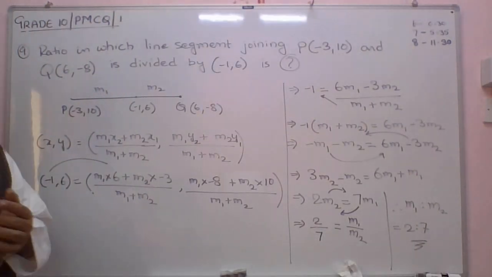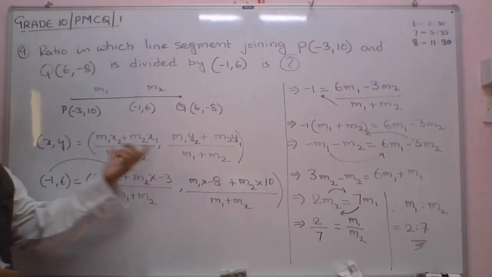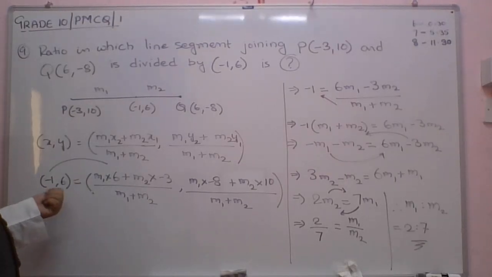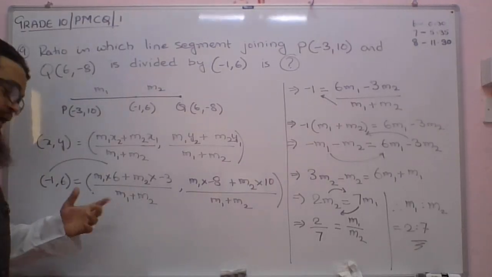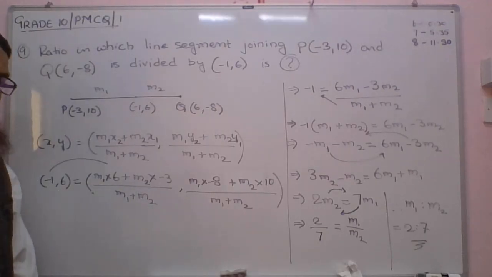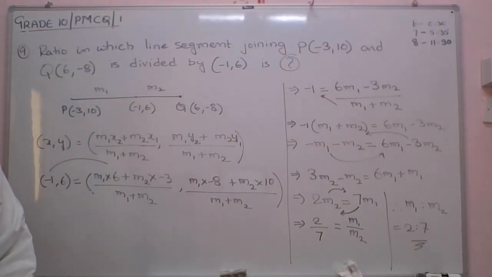So this is the ratio. Understood, my dear students? Whenever a point is given and these coordinates are given, you equate the x coordinate, or you can equate the y coordinate also, and you will get the same answer, 2 is to 7. Please practice it, otherwise you will not get it. Please practice stepwise as I have done.